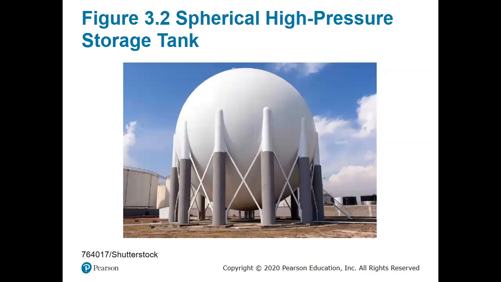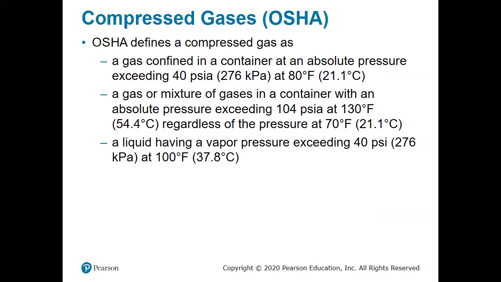Now, as far as ways that we can store compressed gases and compressed liquefied gases, there are a variety of ways for doing that. You may have seen this one. This is a spherical high pressure storage tank. We tend to see it more for industrial kinds of storage, large scale storage at factories or energy plants or things like that. Let's look at some more definitions.